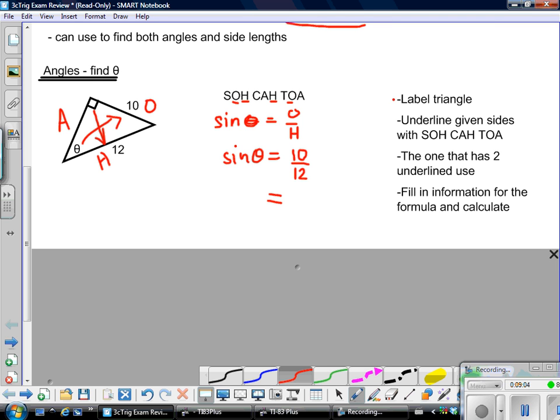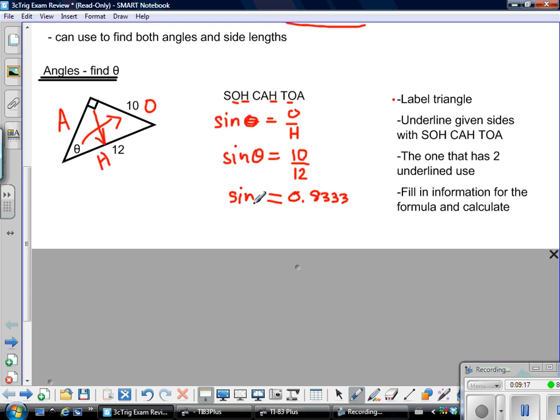So this time I'm going to write 0.8333. Now that's not my angle, that's the ratio sine theta. So what I need to do then is take my calculator and take the inverse of that.